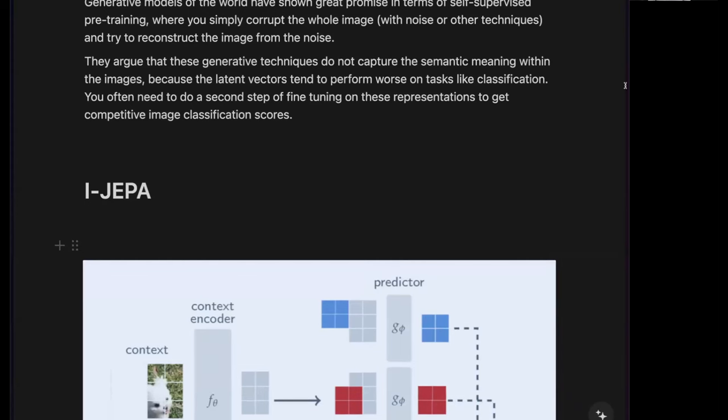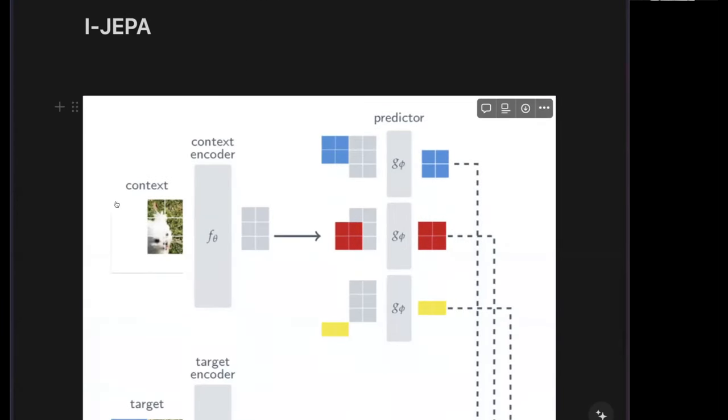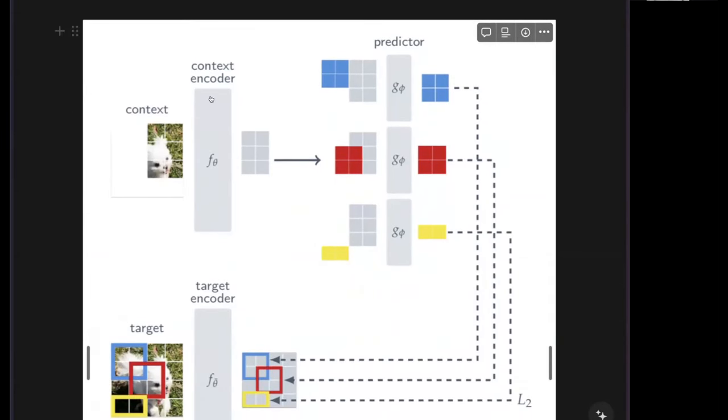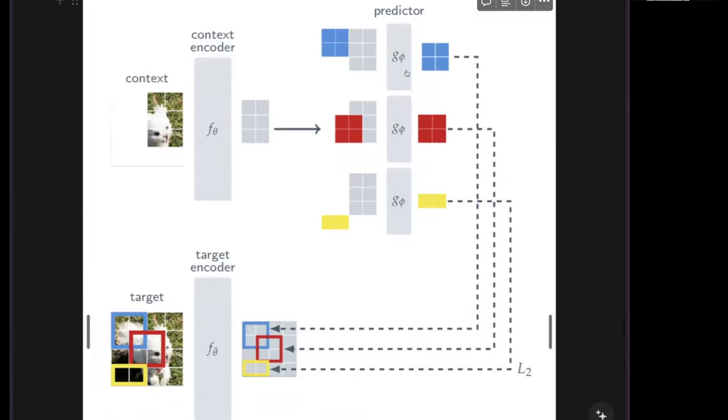So the idea is they take in an image, they patch it, very similar to what we've seen in the vision transformers. In fact, each one of these blocks within this diagram is a vision transformer itself. And what they do is they split the patches into contexts and targets. So contexts in this case might be the dog's face and some grass around here. And then the targets would be the dog's tail, maybe the dog's foot, some parts of the dog's face.